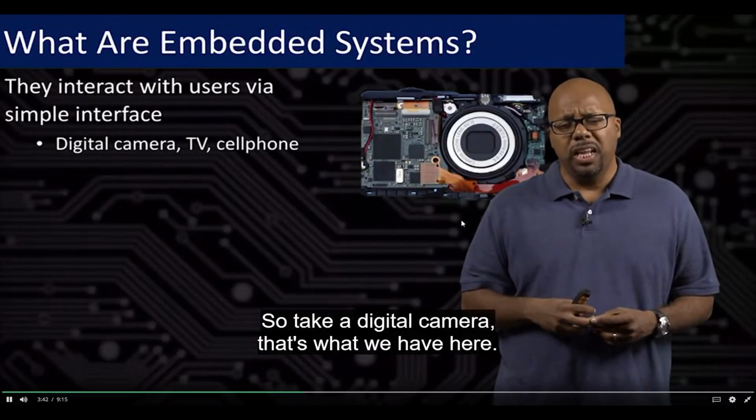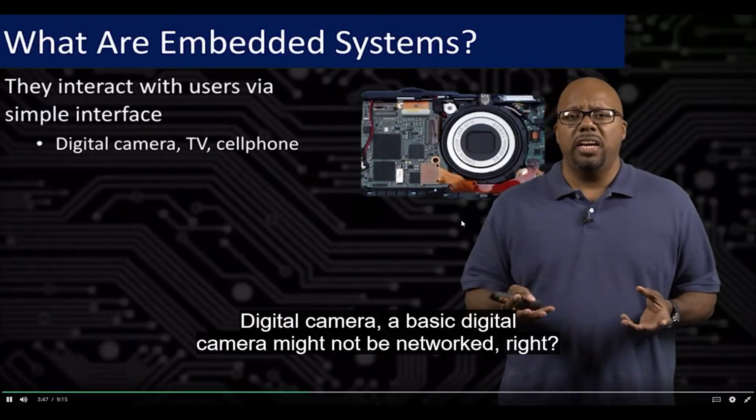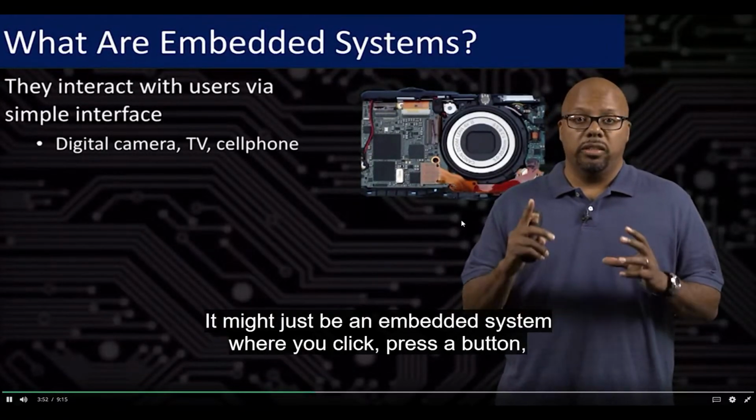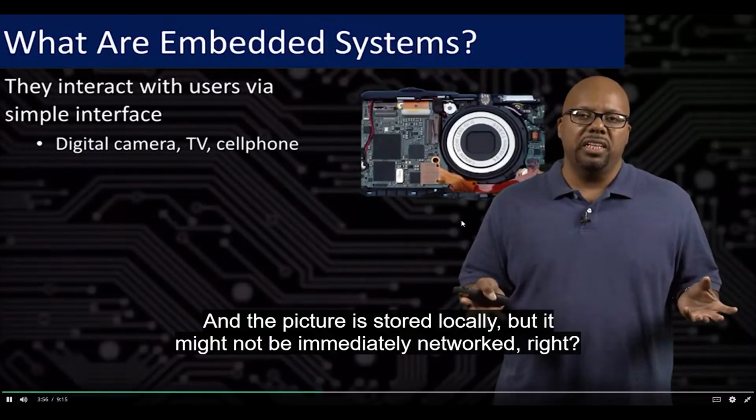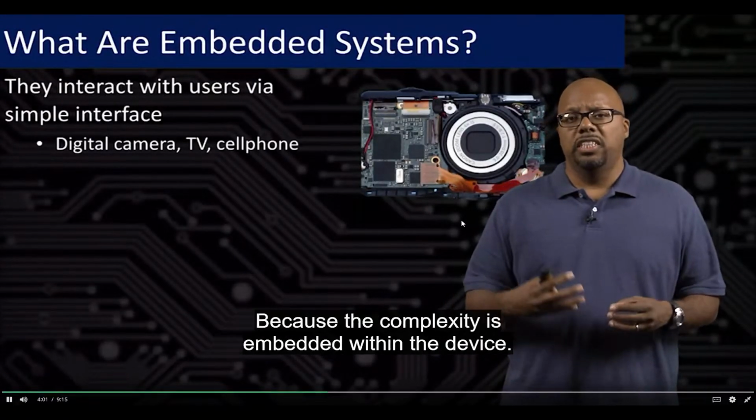That's what we have here. Digital camera. A basic digital camera might not be networked, right? It might just be an embedded system where you press a button, you take a picture, and the picture is stored locally, but it might not be immediately networked, right? So you would call that type of thing an embedded system because the complexity is embedded within the device.